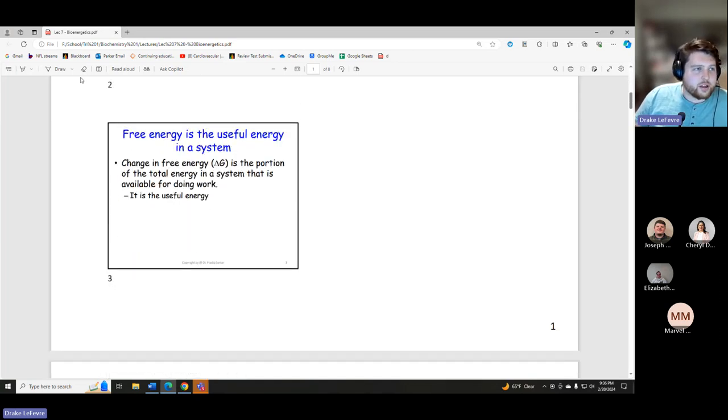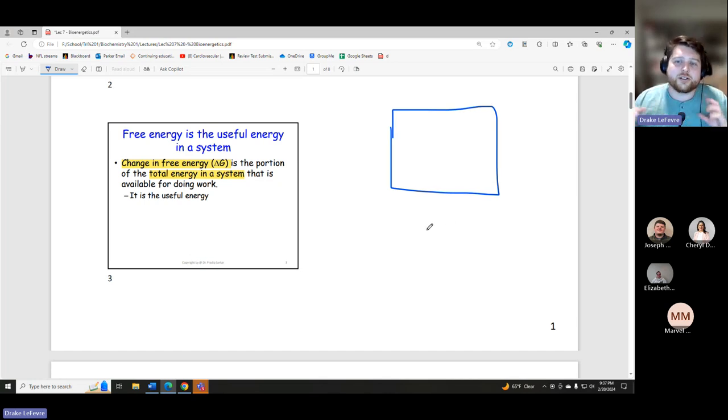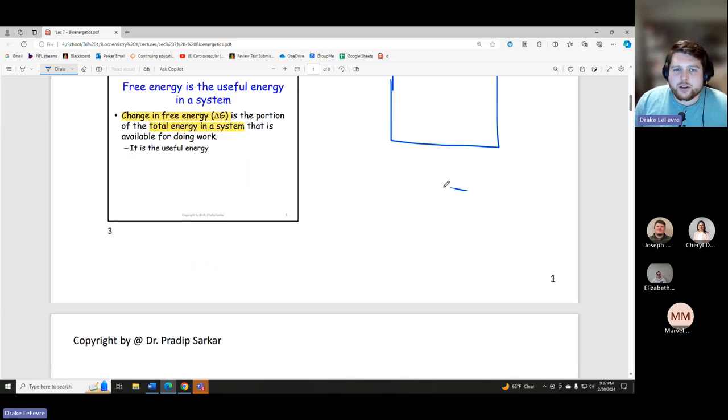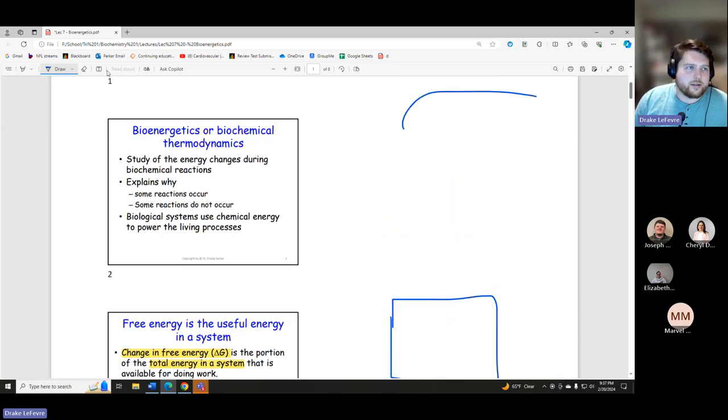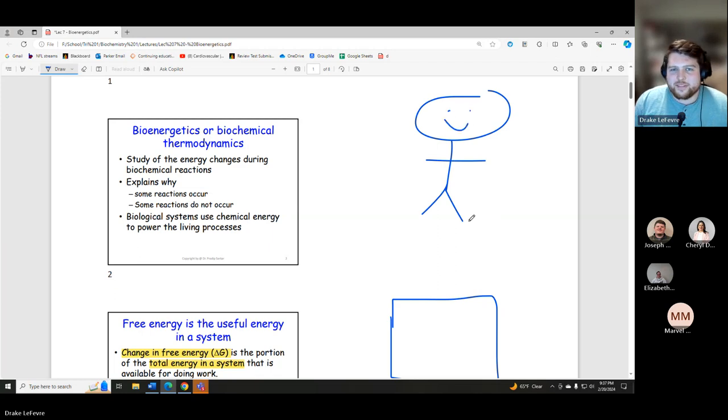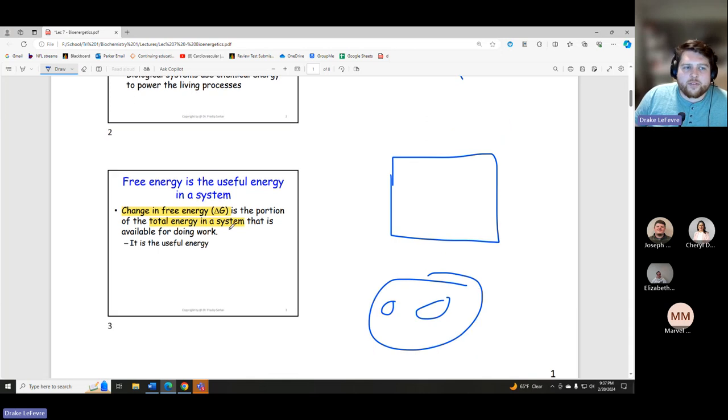So for example, here we have our change in free energy, our delta G. We talk about the total energy in a system. A system is just a defined space. A single cell can be a system. The space around two individual molecules can be a system. The entire human body can be a system, or the entire universe can be a system. A system just refers to the area around what we're talking about.